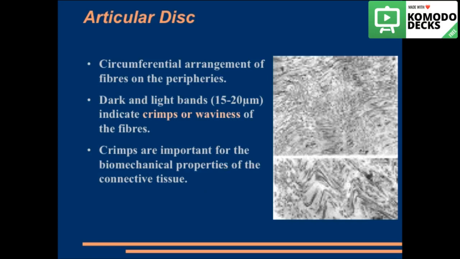These crimps are important for the biomechanical properties of the connective tissue, as they provide more resistance to the tension loads on the peripheries. So in the peripheries, the circumferential bundles of collagen are crimped as a characteristic feature.